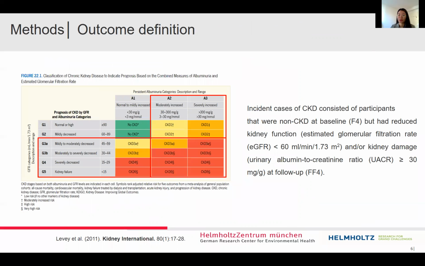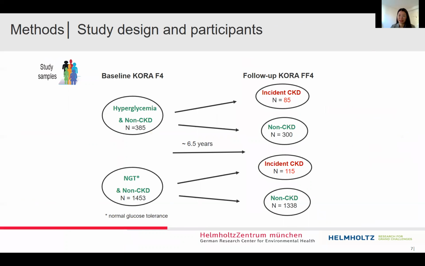In this study, we used the combination of estimated glomerular filtration rate and urinary albumin to creatinine ratio to define chronic kidney disease. In our study, we used the KORA F4 data as baseline, KORA FF4 as follow-up. After applying the exclusion criteria, there were 385 hyperglycemia participants and 1,453 individuals with normal glucose tolerance involved in our longitudinal analysis. We used the hyperglycemia participants to identify candidate metabolic biomarkers and develop the set of predictors for incident chronic kidney disease.